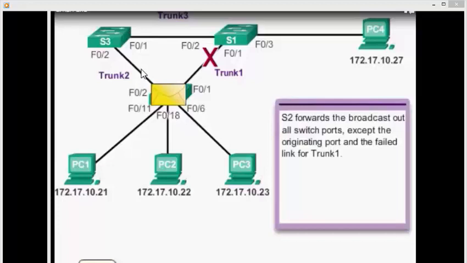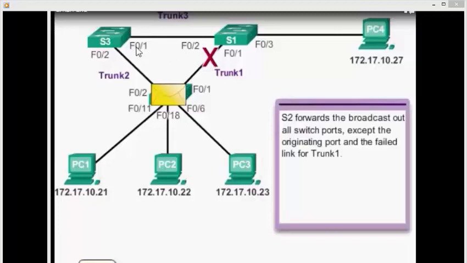Then PC1 sends a broadcast frame to S2. S2 forwards out all of the ports except the originating port. It forwards here and here, but it does not forward out the failed link for the trunk. Sorry, S2 is not going to forward on this one because this is a failed link.